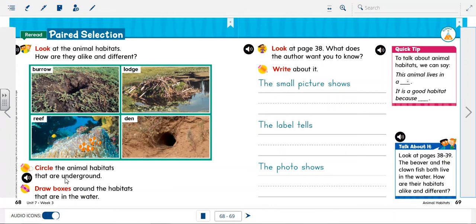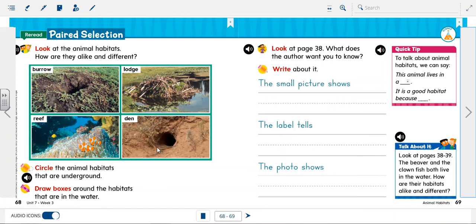All right, let's see how you did. If I was doing this, I would start to look at the pictures and think back to my glossary in the story. I would circle a den and I would circle a burrow. Because both of these habitats or homes can go under the ground, a little more so in the burrow, but a little bit in the den too.